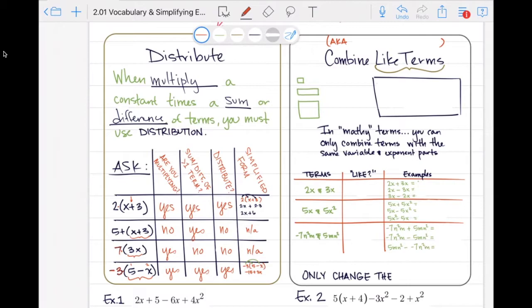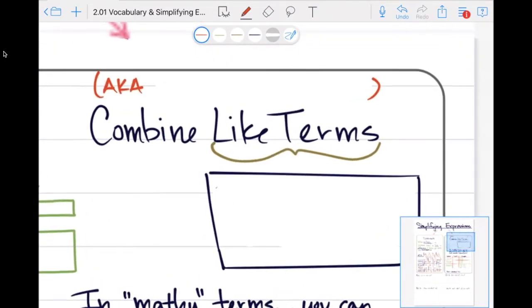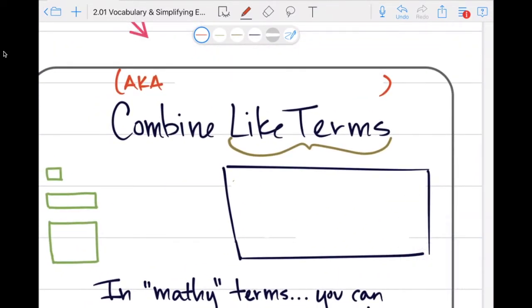All right, the other way that we're going to simplify expressions is by what's called combining like terms. Combining like terms is another way of saying that we're adding or subtracting.